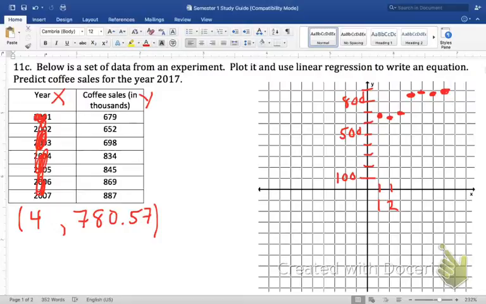So I'm going to change colors. I'm going to plot the balance point in black here. So the balance point's at 4, 780. So kind of in that vicinity.